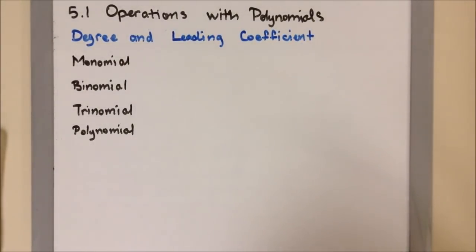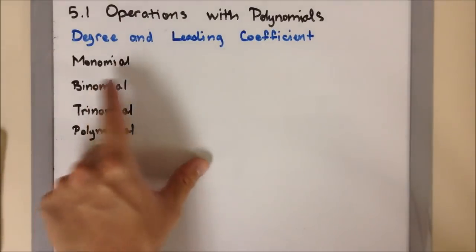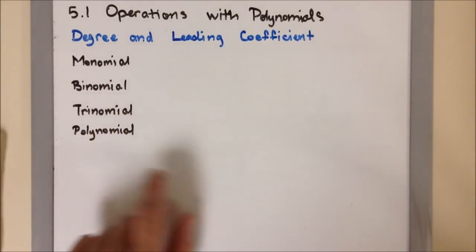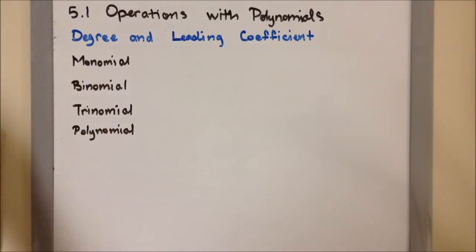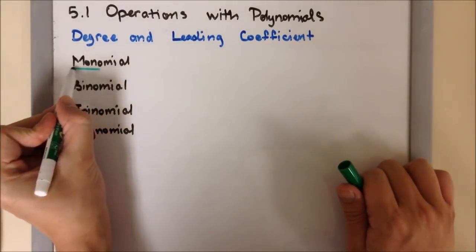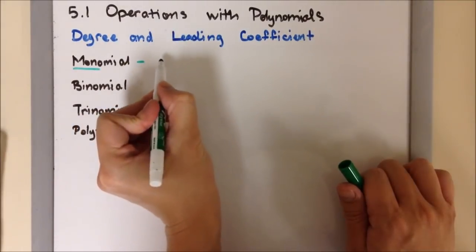In this part, we're going to go over degree and leading coefficient within a polynomial. Now, before we go into degree and leading coefficient, let's talk about the types of polynomials. So here I wrote monomial, binomial, trinomial, and polynomial. Now, monomial, or mono, means one term.